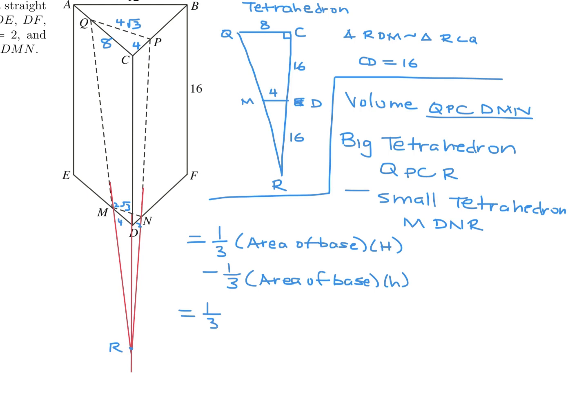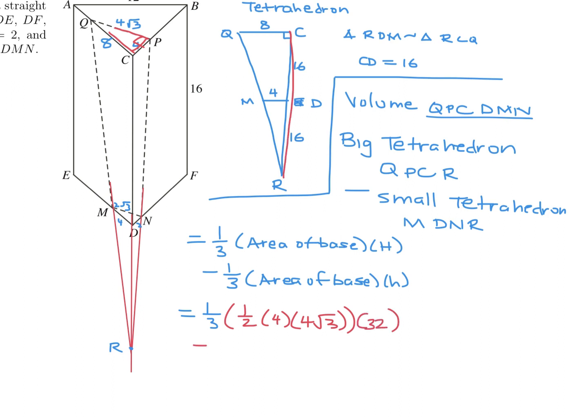So let's see here. The base for the big one is this right here. That guy, the QCP. So that's going to be, since this is a right angle, 1/2 base, which is CP, which is 4, times height, which is QP, which is 4√3. Yeah, let me make sure that I'm doing this correctly. And then the height of the big one, the entire one, is going to be all the way from C to R, which is 32.